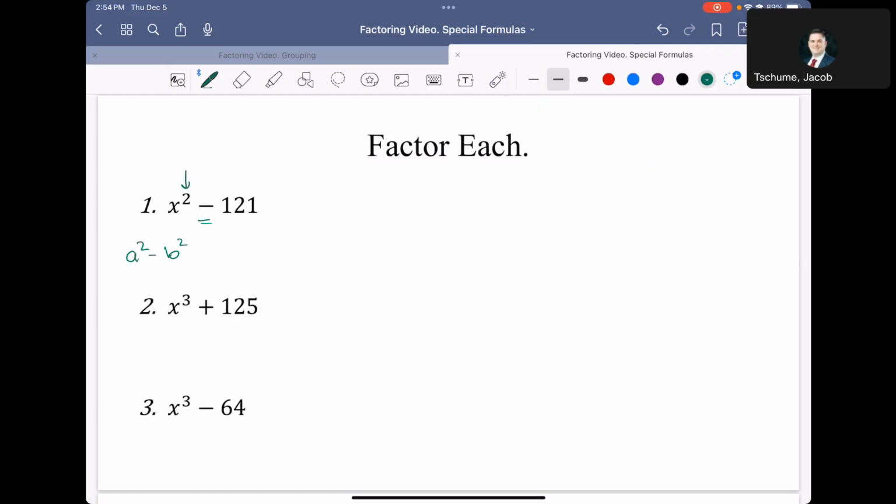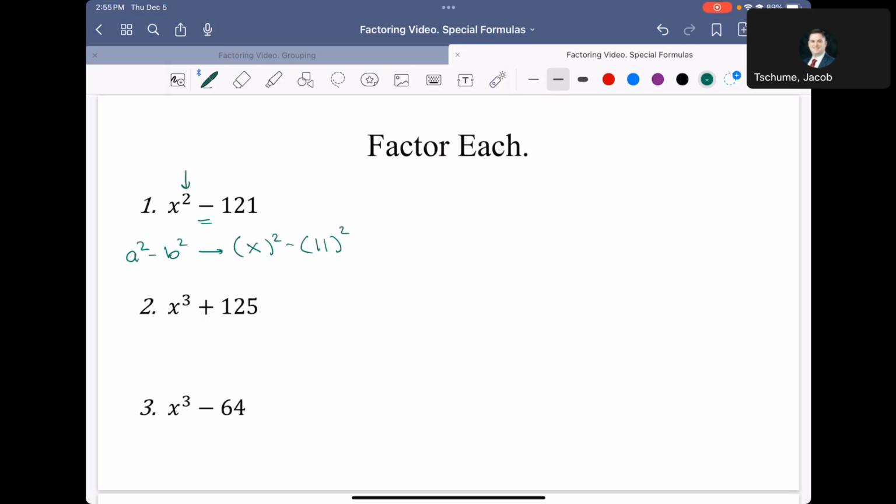Now, the biggest challenge for most students here is to know what a and b are in this formula. So what I typically do is take the original expression and try to write it in the form of a squared minus b squared. The first one's always the easiest, at least in this case, because if you're asking yourself what squared gives you x squared, well, it would just be x. So in this case, replacing a with x, if you square x, you're still going to have x squared. And then if you ask yourself at the end, what number squared would give you 121?